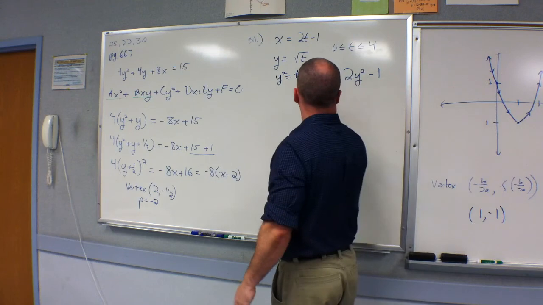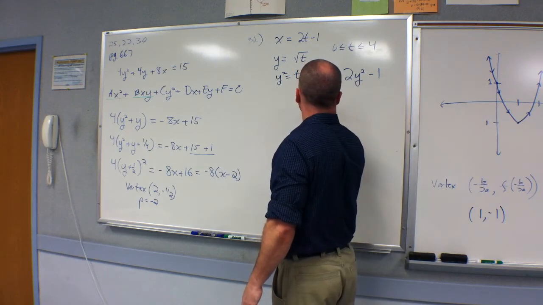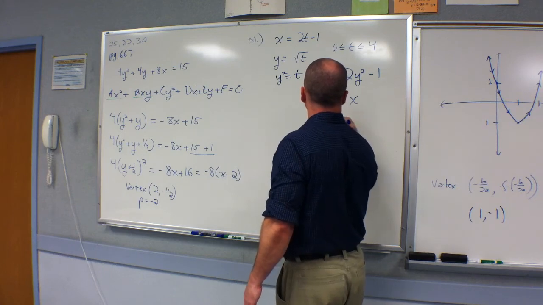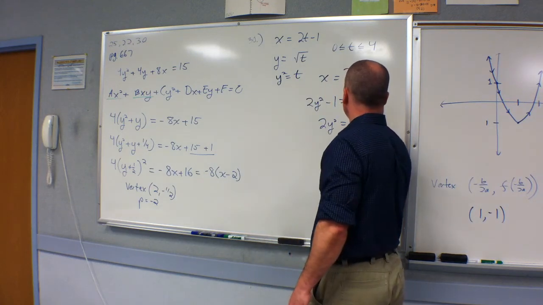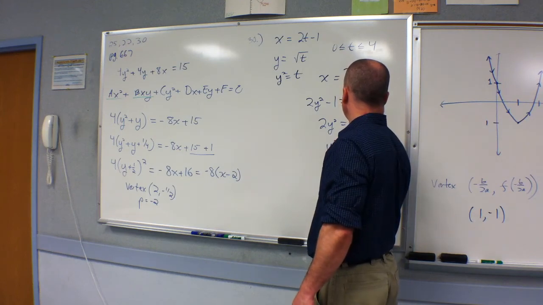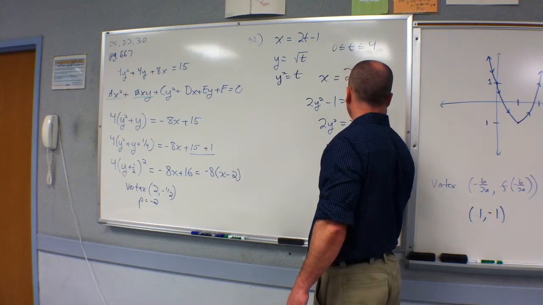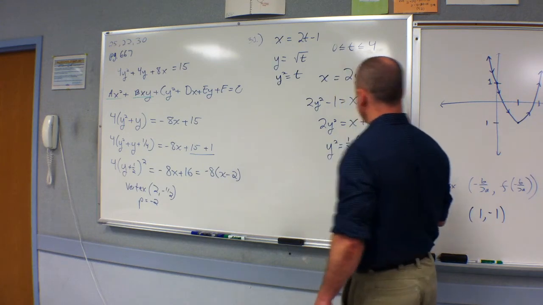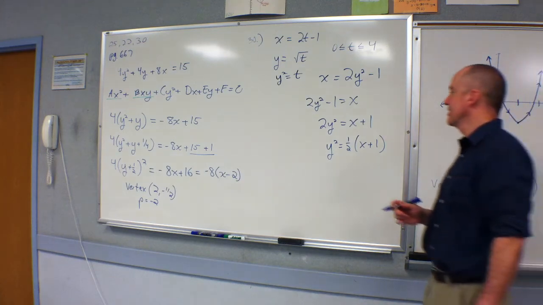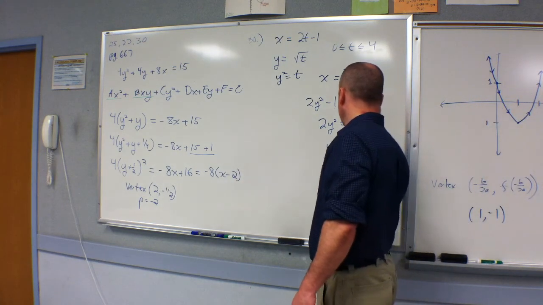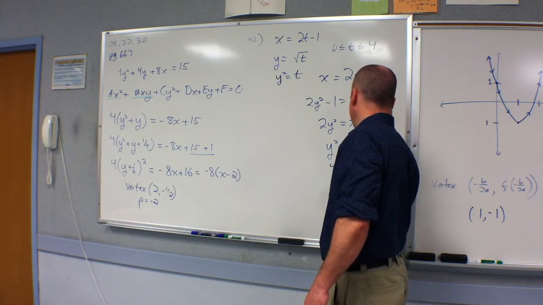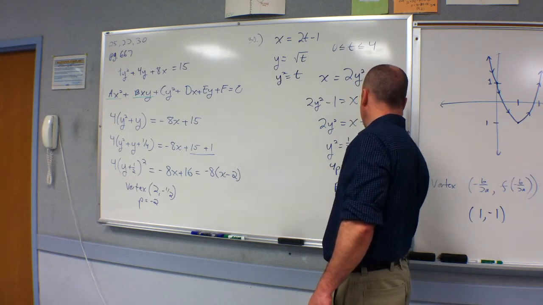So yes, you're correct. I'm going to change this to 2y squared minus 1 equals x. Then 2y squared equals x plus 1. That gets me y squared equals 1/2 times x plus 1. That's how I found p. So if 4p is 1/2, then as Noah just said, p is going to be 1/8.